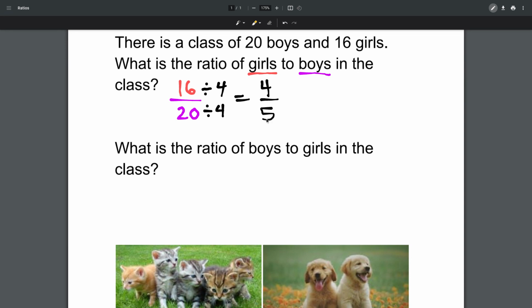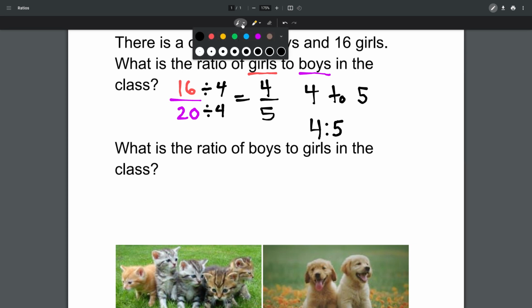And instead of writing it in fraction form, we could just write 4 to 5. And we can also write it with a colon as 4 to 5. So those are the three main ways we can write these ratios. Now the next question asks, what is the ratio of boys to girls in the class? So in this case, boys is coming first and girls is coming second.